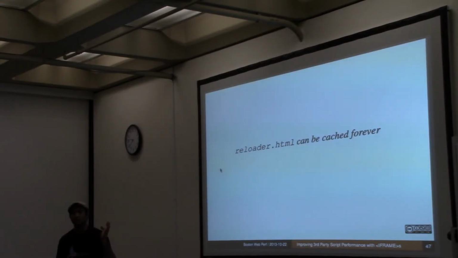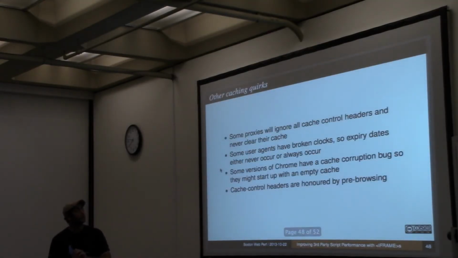We can cache reloaded.html forever. Now, obviously, because it's got a query string parameter, it's not going to be cached by the browser, but you can push it to your CDN and cache it on your CDN forever. You never actually have to serve it from origin, so it's still going to be served from pretty close to the user. It's going to be loaded after onload, which means it won't block anything from the user.